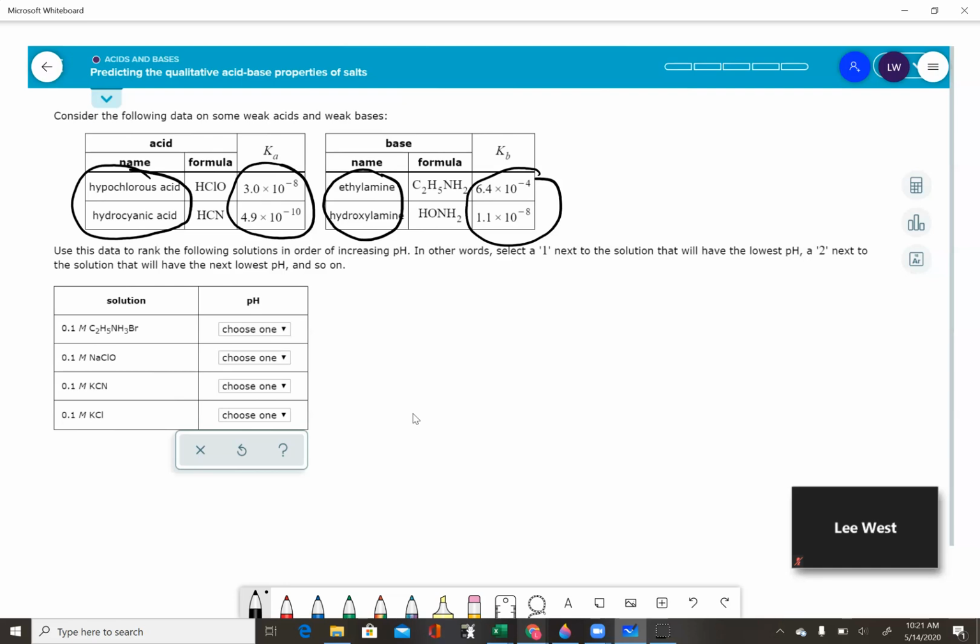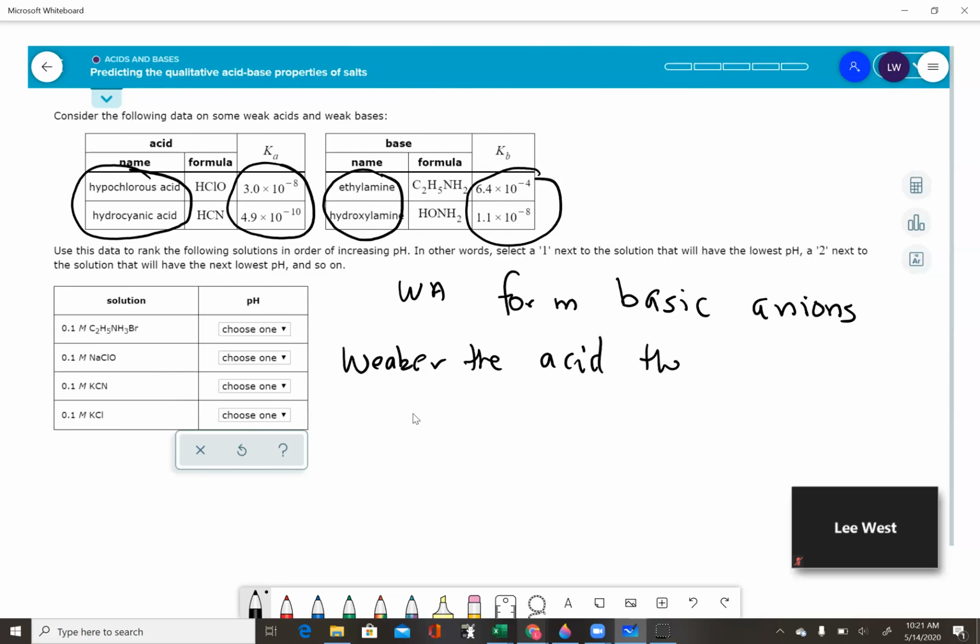So the first thing to recognize is that weak acids form basic anions. And the other important thing is that the weaker the acid, the stronger base the anion.